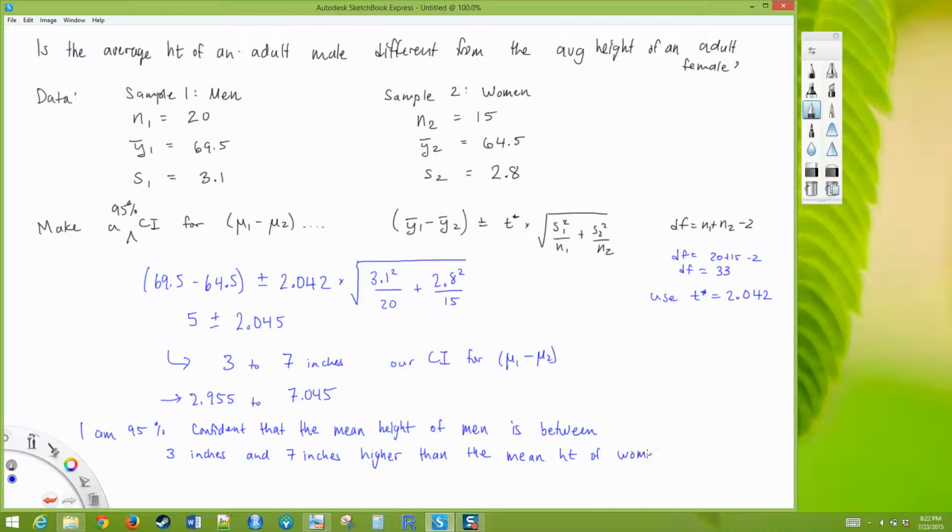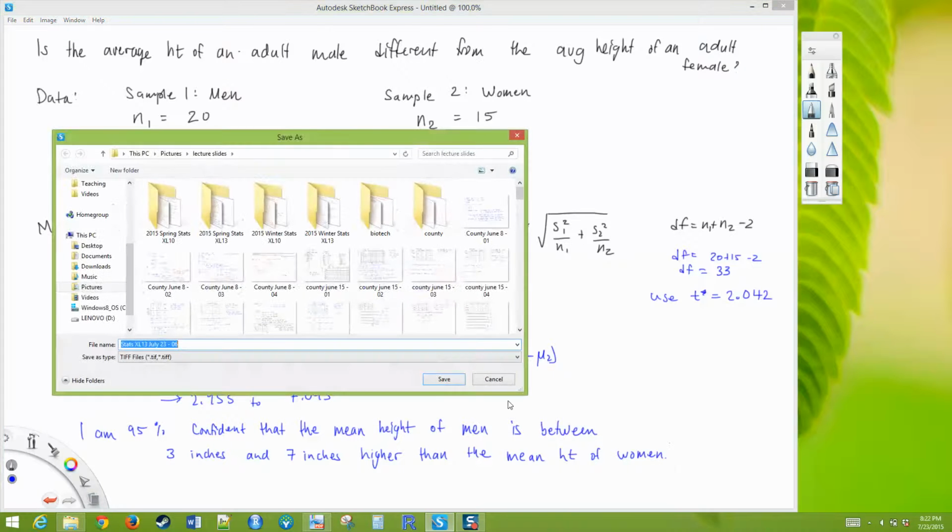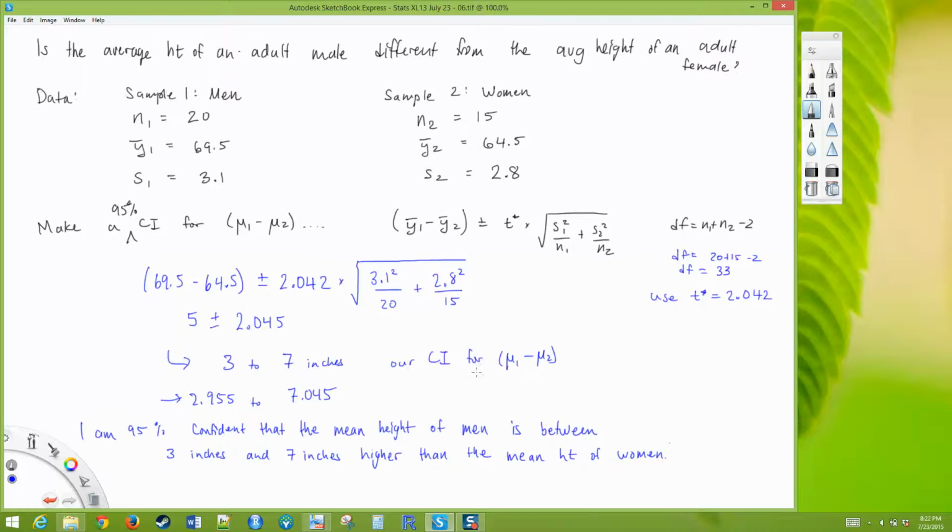Could you do it the other way around as well? Mm-hmm, we could. In this case, I say it this way because I've got mu1 minus mu2. We are making a statement about the difference between mean heights, or how mu1 compares to mu2. So I'm 95% confident that the mean height of men is between 3 inches and 7 inches higher than the mean height of women.